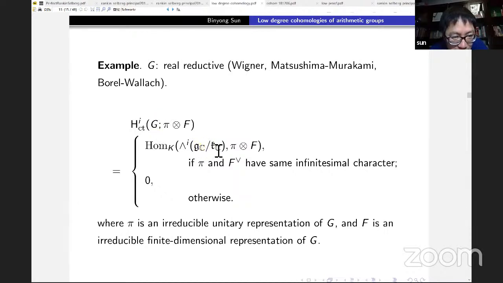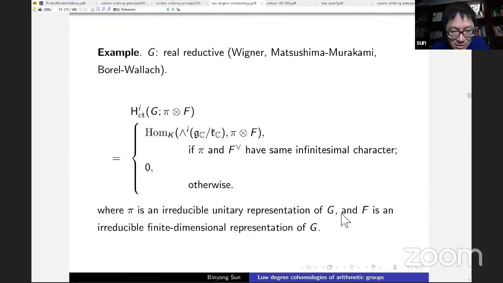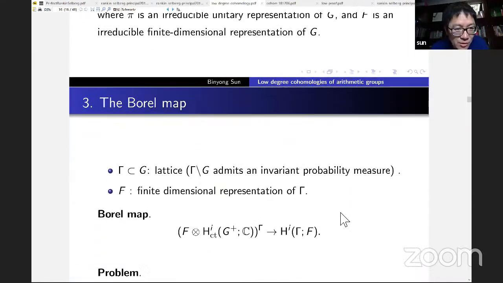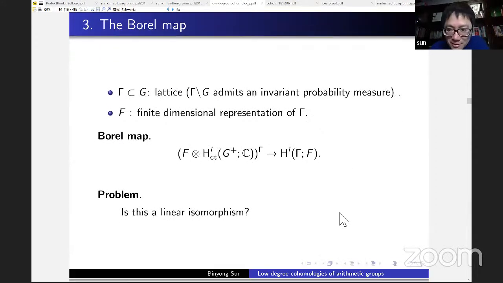Similarly, this little k is the Lie algebra of the group K. So in order to calculate this continuous cohomology, this is just a purely algebraic problem. So we will be interested in such kinds of continuous cohomologies. And now we come to the Borel map.